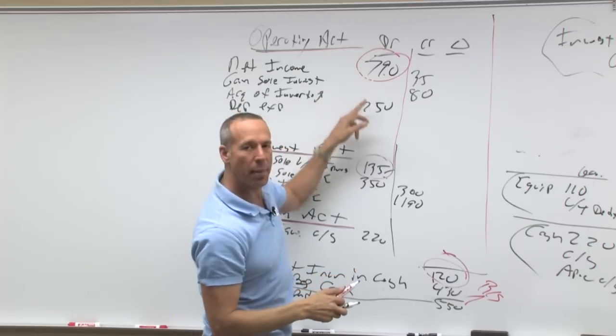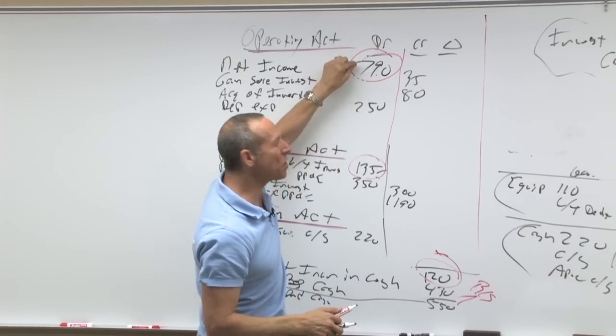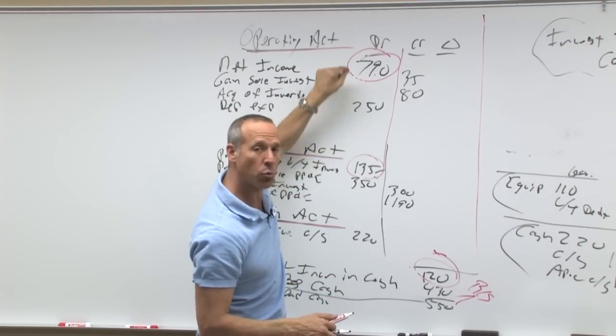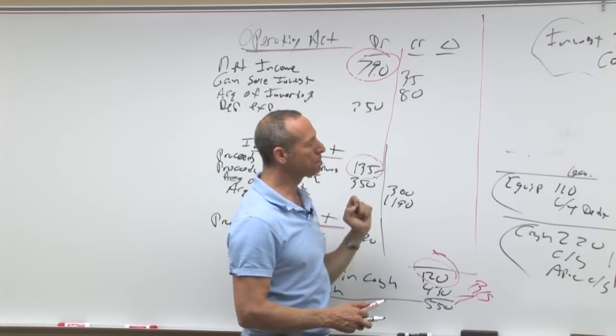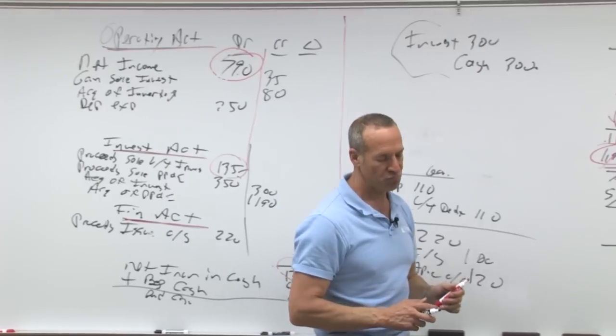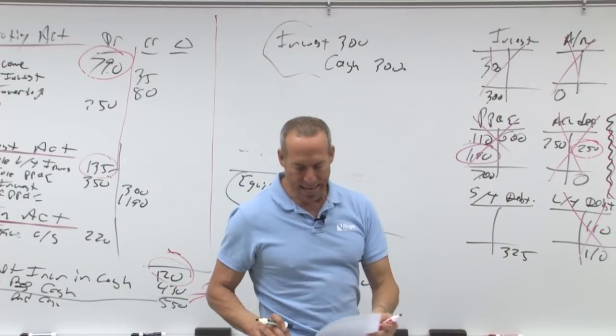Anybody, why am I adding back 250? Because I started with net income. On the income statement, this was a reduction. Guess what? It wasn't a cash outflow. I still have the money. Add it back. Like that. Next item.